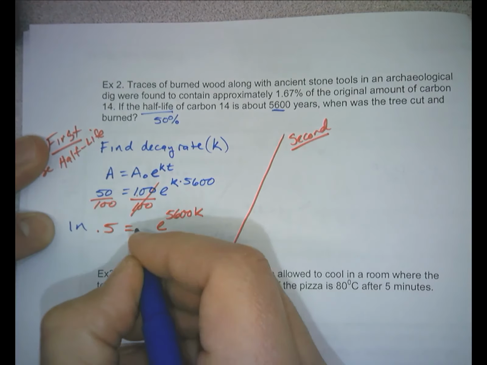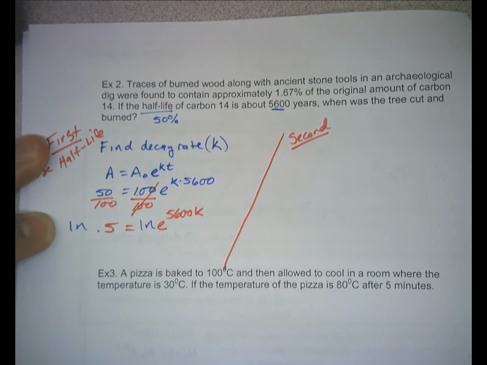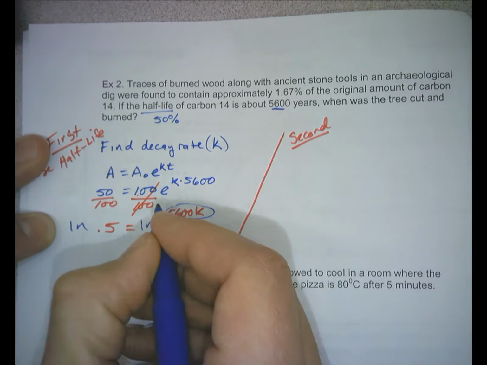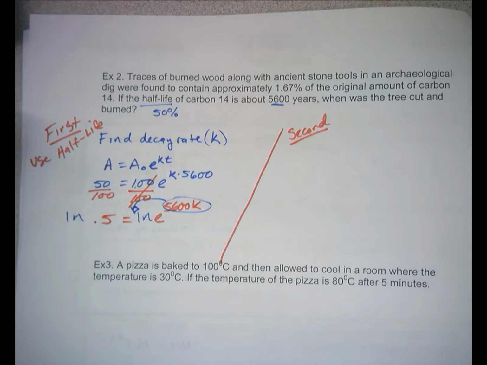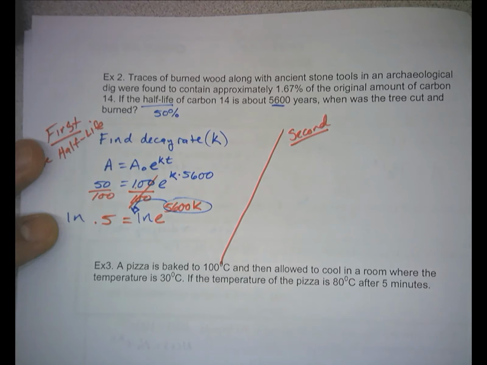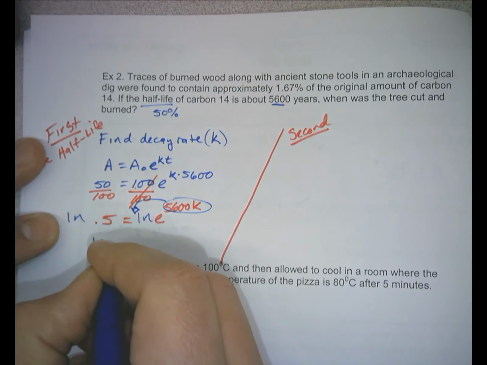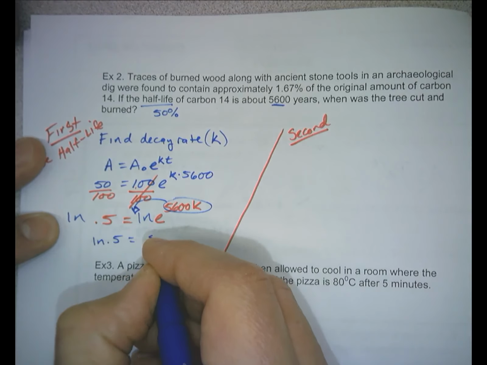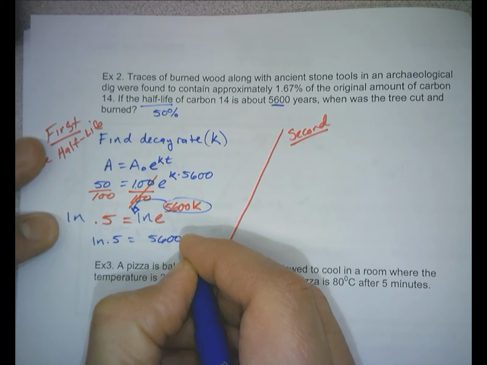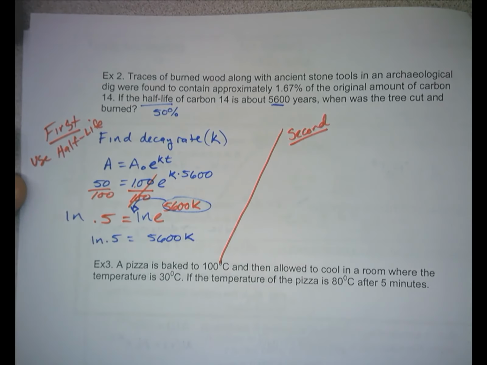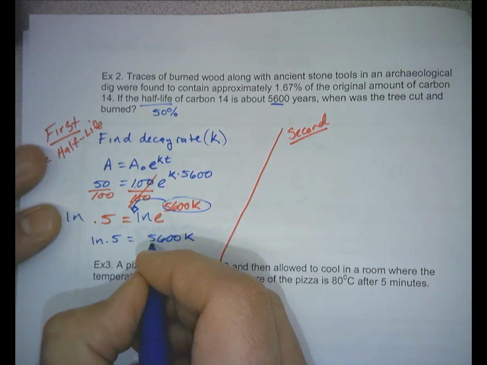I'm going to take the natural log of both sides, because I want to get this K down. It's up in the exponent, and I can't reach it unless I log both sides, use the log, and bring it down. So I get the natural log of 0.5 equals 5,600K. Now I'm going to divide it over.